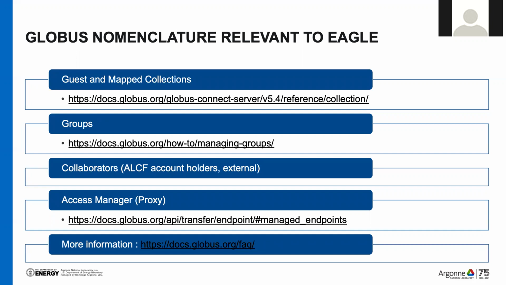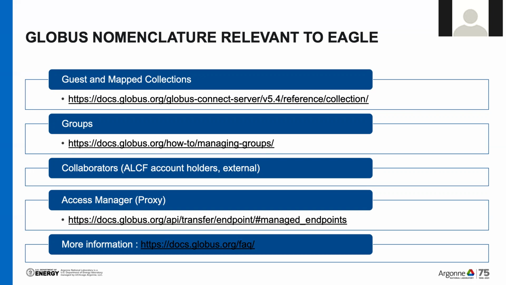So now I'll describe some terminology that would make it easier to understand documentation and use Eagle effectively. Let me start with collections. I've mentioned guest and mapped collections here. A guest collection is a logical construct that a PI sets up on their project directory in GLOBUS that makes it accessible by non-ALCF project members. The PI creates a guest collection at or below their project and shares it with the GLOBUS account holders. A guest collection becomes a shared collection when it is shared with a user or a group.